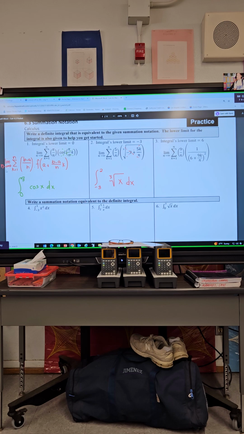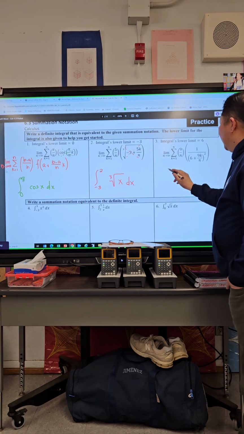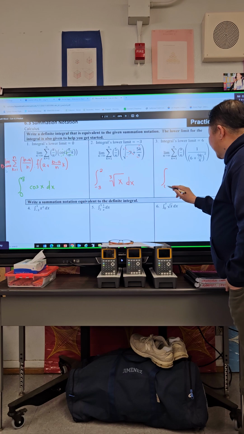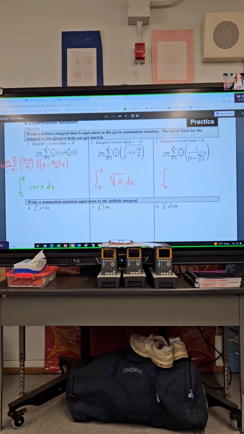Any question? Next, moving on to this one. What you notice, it says the integral's lower limit is 6. So the lower limit is 6. You get me? And 6 is the a, which is this one. So this is now our imaginary x. But what is that? It's gonna be square.